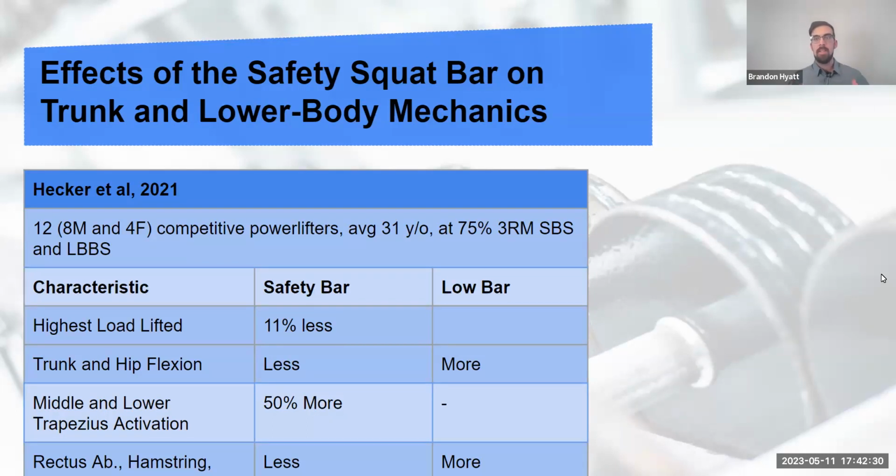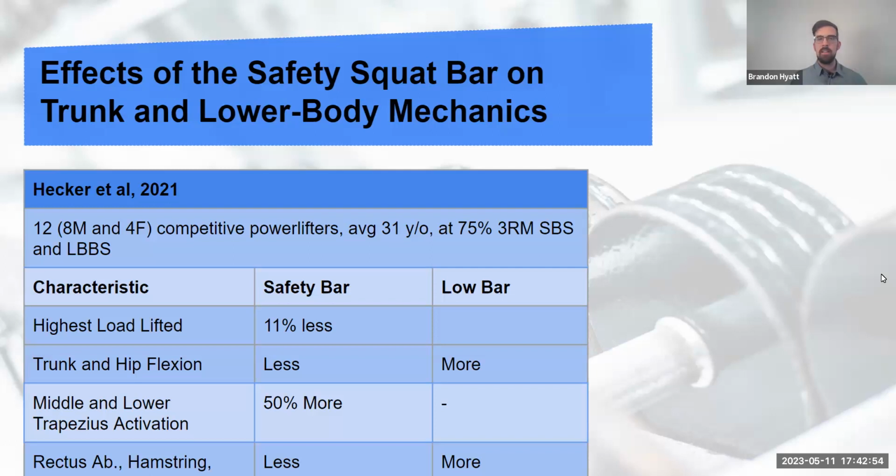My hypothesis is that because you're holding those handles, you can squeeze them, push them together, and use them to create more force in the shoulder area. And then they found less abdominal, less hamstring, less vastus lateralis, and less gastrocnemius activation in the safety bar squat, and more for the low bar.